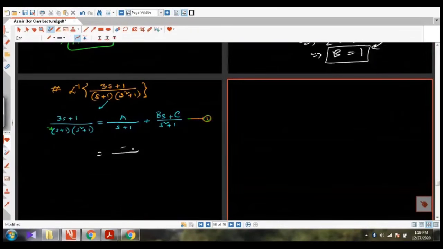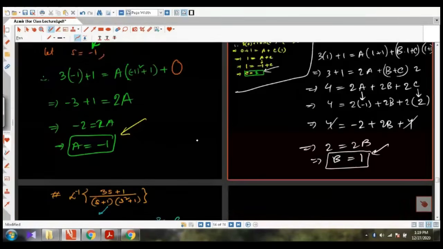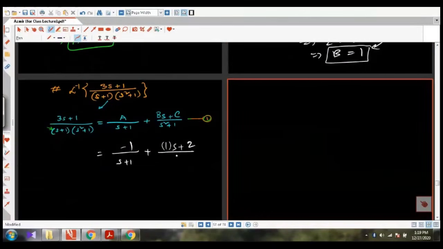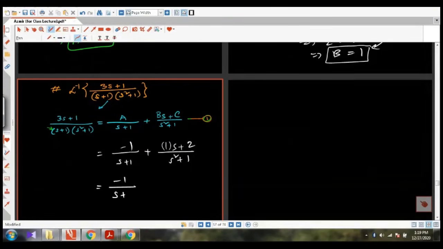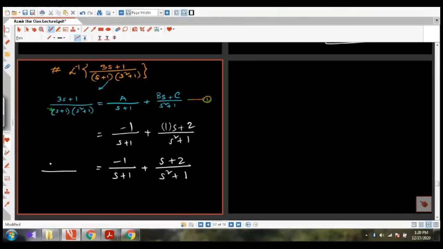Thank you. A is -1 over s plus 1, plus, what is b? B is 1. Yes, sir. s plus c. C is 2. 2 over s squared plus 1. So finally, we can write -1 over s plus 1 plus s plus 2 by s squared plus 1. So we are able to decompose 3s plus 1 over s plus 1 times s squared plus 1.